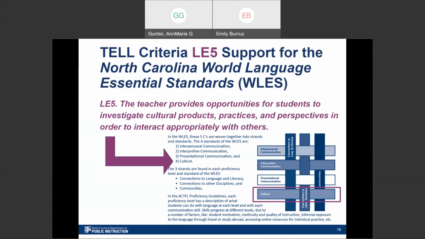I know you've all seen those standards as well as the objectives that go with them for each of the standards within each strand. It's important for us to think about how this looks together and how it weaves together to create world language education.